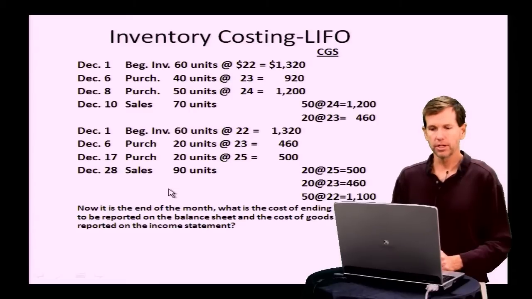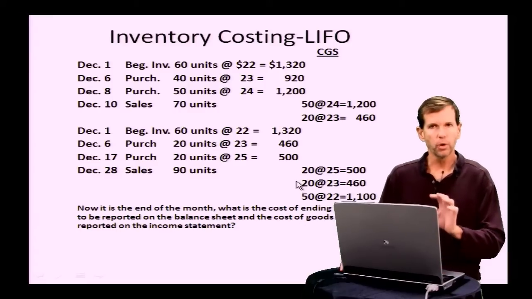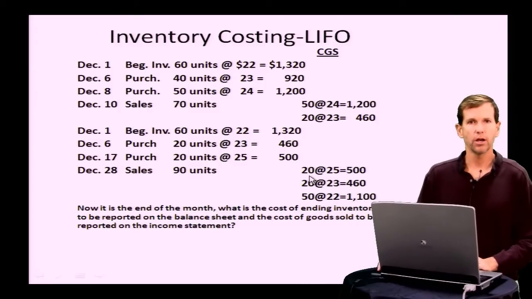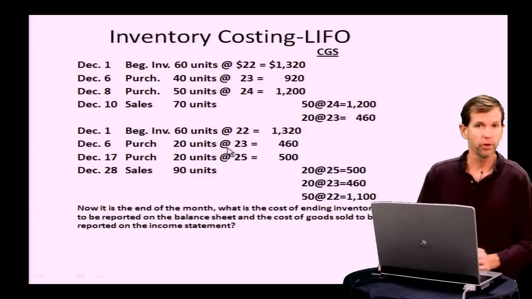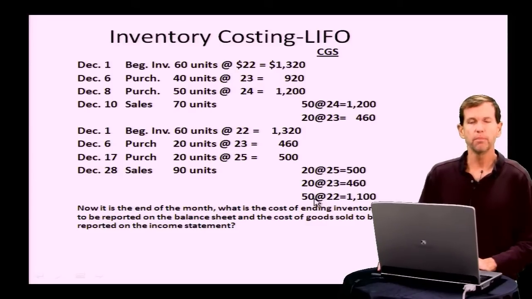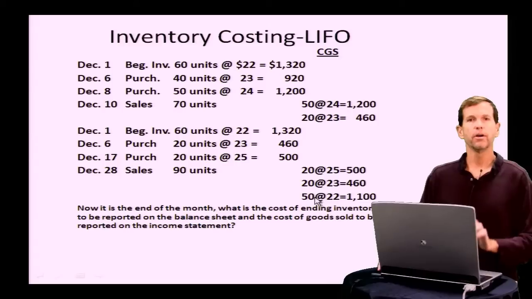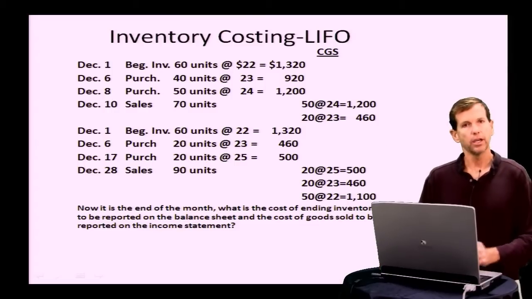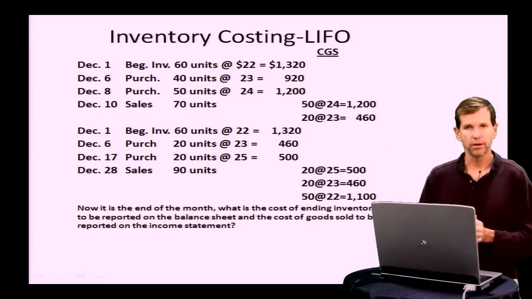Let's show the answers here. And you can see that, again, we're assuming we sold the last in, first out. So we assume that we sold 20 of those that cost $25. We assume that we sold all of the next batch, the 20 at $23. That's a total of 40. We got 50 to go. So then you can also see that we have dipped into the beginning inventory to the tune of 50 units we assume we sold at a cost of $22. And so again, we're just assuming the last ones are the first ones out.